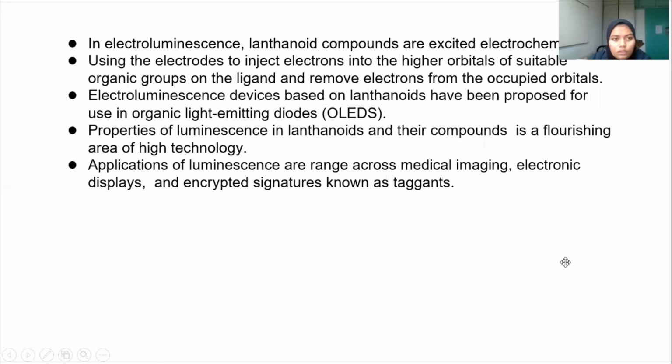In electroluminescence, lanthanoid compounds are excited electrochemically. It uses electrodes to inject electrons into the higher orbitals of a suitable organic group on the ligand, and it will remove electrons from the occupied orbital. Electroluminescent devices based on lanthanoids have also been proposed for use in organic light emitting diodes, or OLEDs. This means that electroluminescent devices will actually be used in OLEDs.